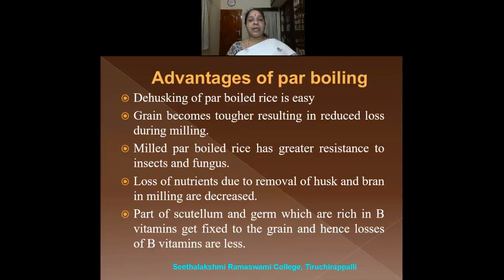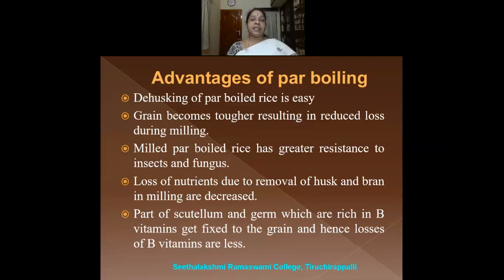When we mill the paddy as such, or when we mill the paddy after parboiling, there will be a great difference. When the paddy is milled as such, when raw paddy is milled, the breakage will be more.